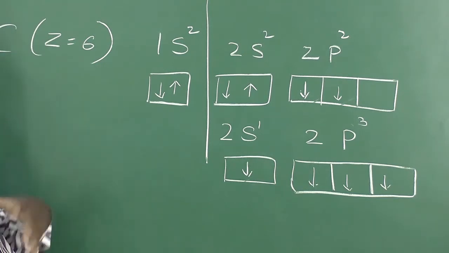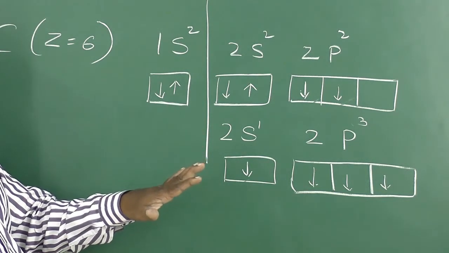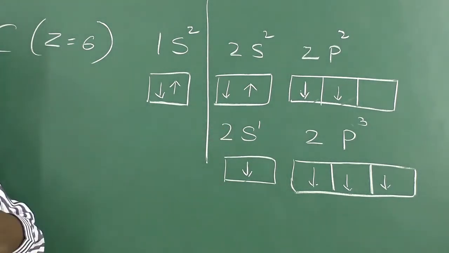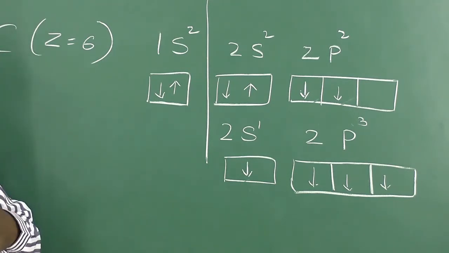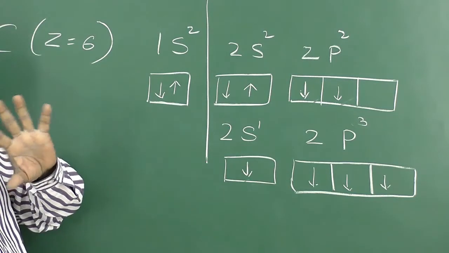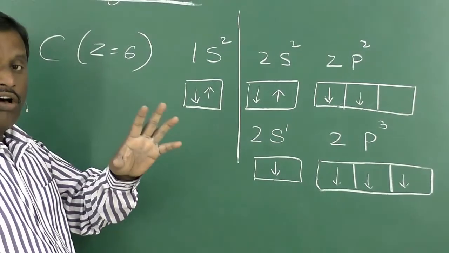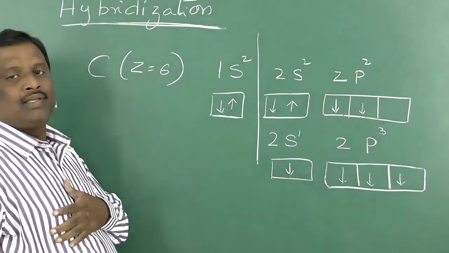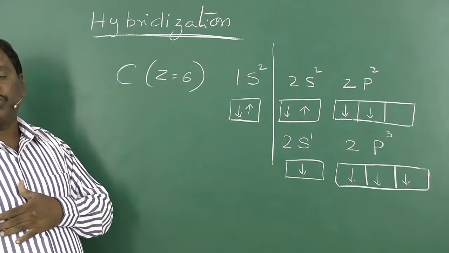That means if carbon forms 4 bonds, 3 bonds are identical and should differ from the 4th bond, which is due to the 2s orbital. But if you observe any compound, all 4 bonds of carbon are found to be identical. There is no difference at all. All 4 bonds are identical. To explain this, the theory of hybridization was proposed.